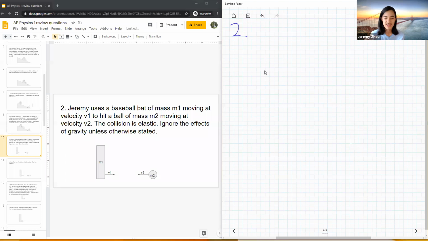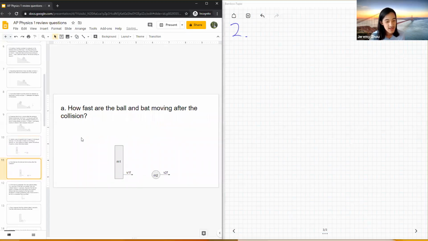So yes, I use a baseball bat of mass m1 moving at velocity v1 to hit a ball of mass m2 moving at velocity v2. This is an elastic collision. Ignore gravity, and also ignore rotation for now. The first question: how fast are the bat and ball moving after the collision?